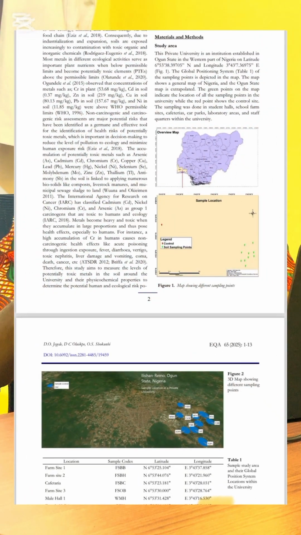Now, materials and methods is very important when it comes to an article, because it reveals the materials you're working with. It reveals your samples. It reveals your sample location. It reveals what you did in the lab before analyzing those samples. So materials and method is one of the key components of an article, and it must be comprehensive enough.